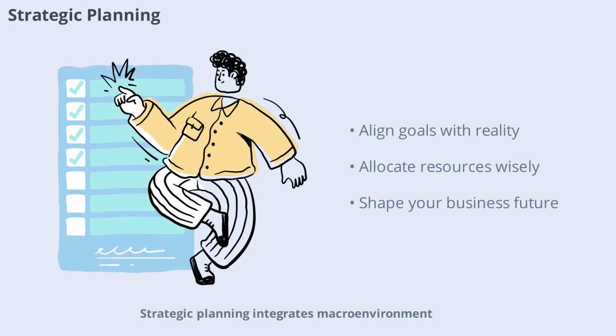Strategic planning integrates macroenvironment analysis into the decision-making process. By aligning business goals with external realities, organizations can set realistic objectives and allocate resources effectively. Strategic planning ensures that businesses are not just reacting to change, but actively shaping their future.